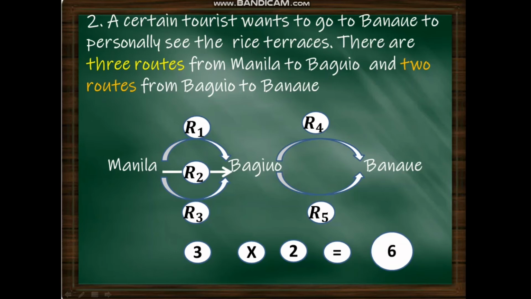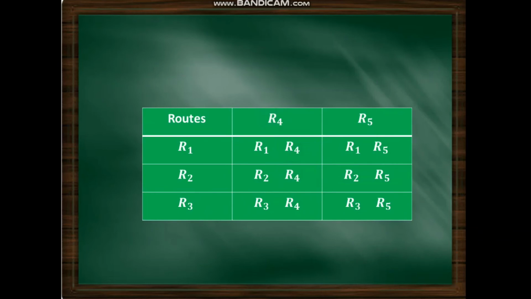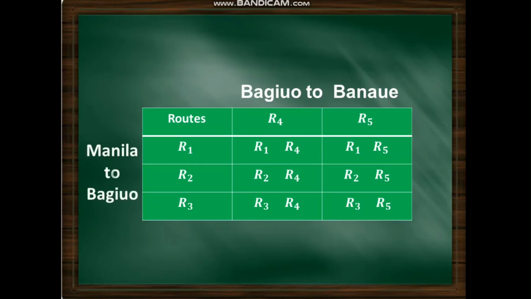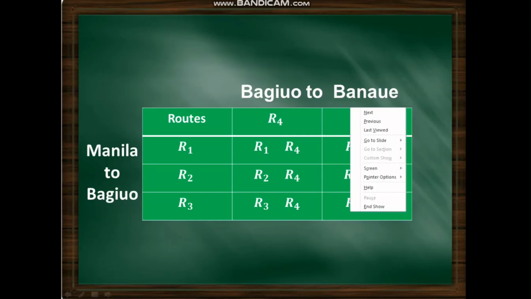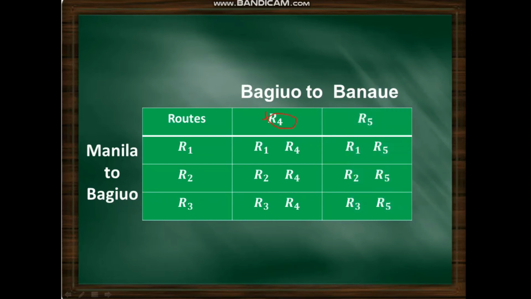Let's have the next example. This is another way on how we write the possible routes. Dito sa taas, sa bandang kaliwa, we have Manila to Baguio, and Baguio to Banaue. So meron tayong routes 1, 2, 3. Sa taas naman, meron po tayong 4 and 5. So ito po yon, we have Baguio to Banaue. Dito naman po, yung tatlo na to is from Manila to Baguio. If we multiply this, we have an answer of 1, 2, 3, 4, 5, 6.